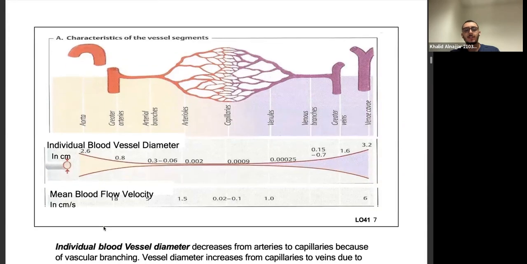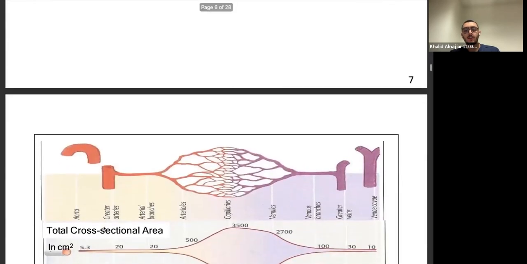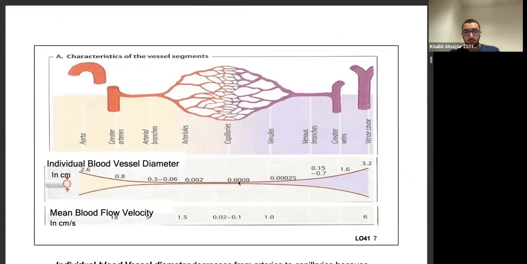So the relationship here is kind of opposite. The larger the cross-sectional area is, the slower the blood flow is. The smaller the cross-sectional area is, the faster the velocity is. And I want to remind you again that the diameter is opposite to all of this, okay? So if I want to combine them all together, just not to confuse you, the wider the diameter is, the smaller the cross-sectional area is, the faster the blood flow velocity.